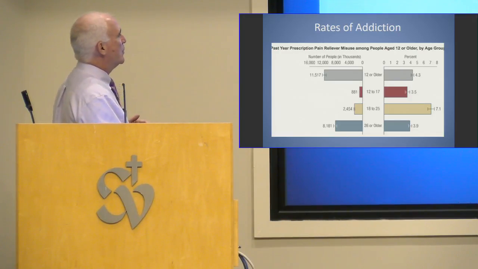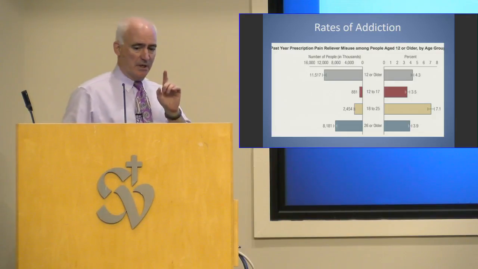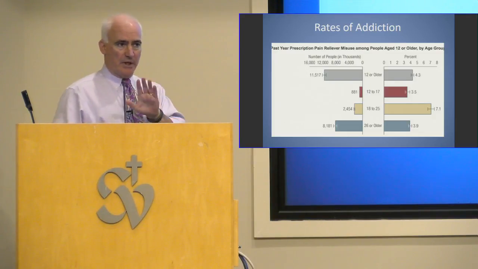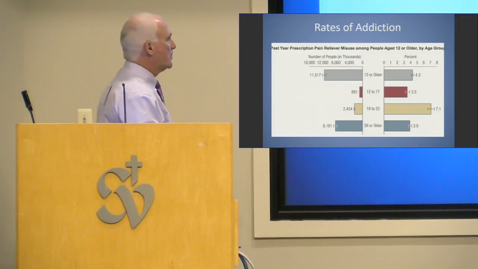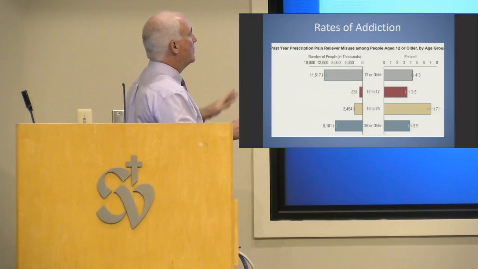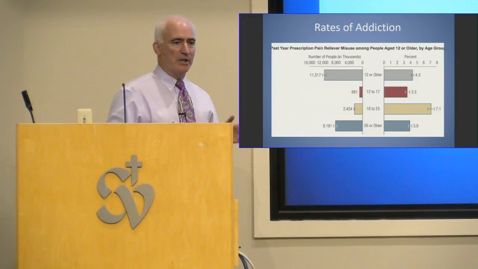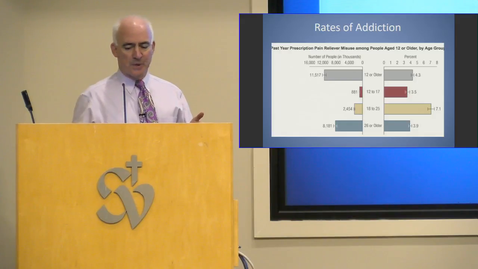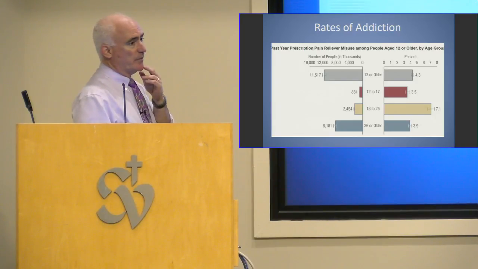And let's look at age group. So in the groups 12 or older, this is now prescription pain reliever misuse. So this is not everything in terms of illicit drugs. That's why. So the rate for prescription is 4.3% of the entire population age 12 and greater. And that's number of people in thousands, that's over 11 million people. So we can see that.